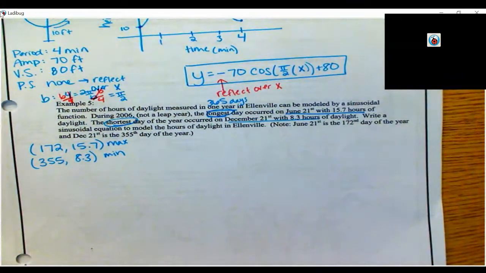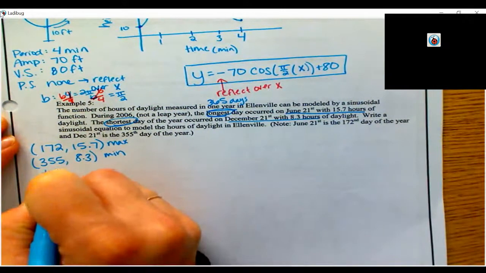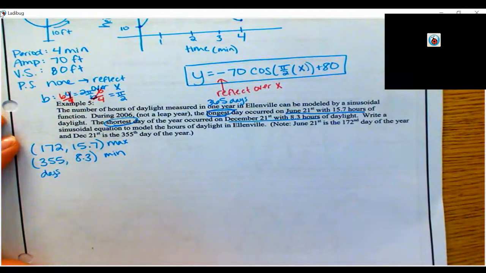All right, so we need to try and figure some things out here. Our x value is based on days. What's our y value?